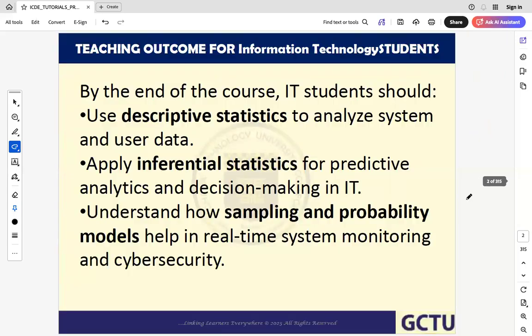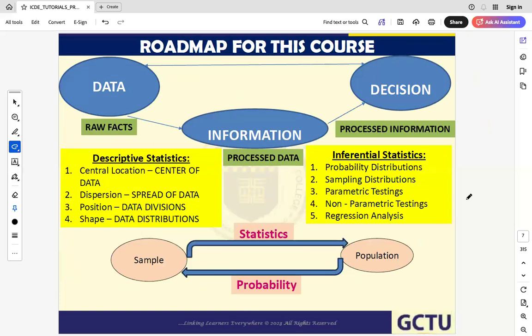I do recollect that I showed you this illustration here, that our main objective this semester is to be able to transform data and make it information. Then once we get the information, we don't stay there. Then we also transform information and make it a decision.